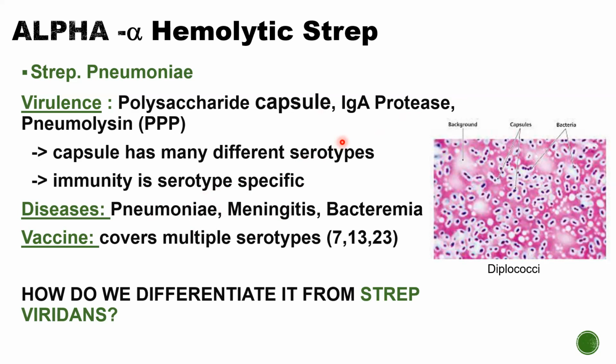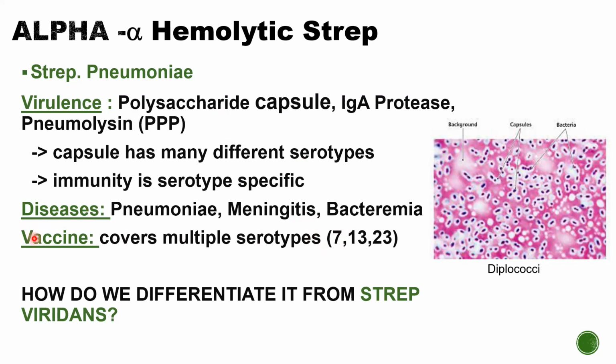Now there's a vaccine for strep pneumo. Do you guys know what serotypes are? They're basically different strains of the same organism. For example, we have strep pneumo, but each organism can have a different kind of polysaccharide on its capsule. But it's still strep pneumo. We're still dealing with the same organism, it's just that each one is a different strain.